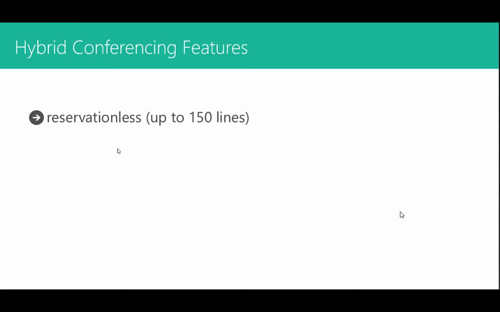So some of the features of a hybrid bridge, the beauty of it is the scale, right? You can get up to 150 lines. People can call in and hear the audio piece. And it is reservationless. It's set up. There's no need to schedule, no need to say we're going to have on Tuesday at 10 o'clock, we're going to have 20 people dialing. It doesn't matter. It's always on and always will scale to 150 lines.